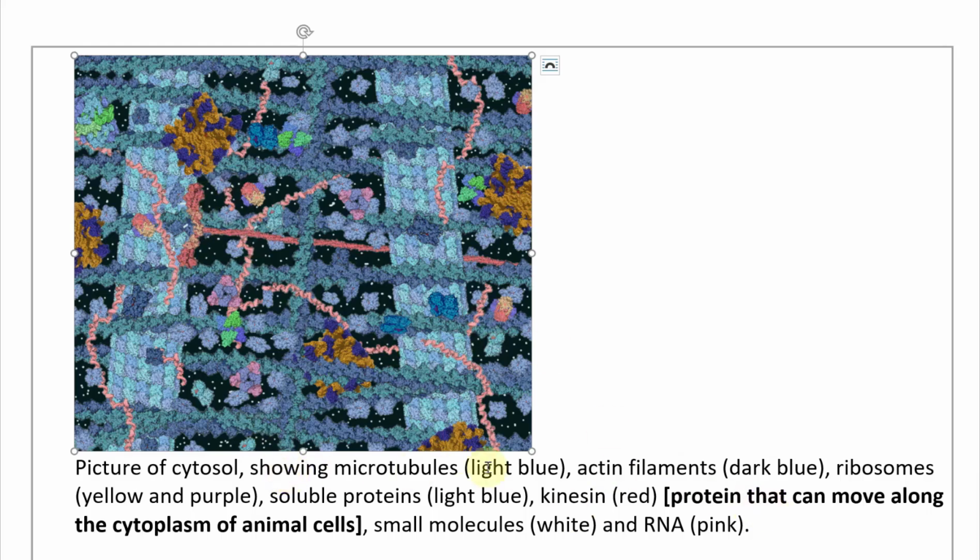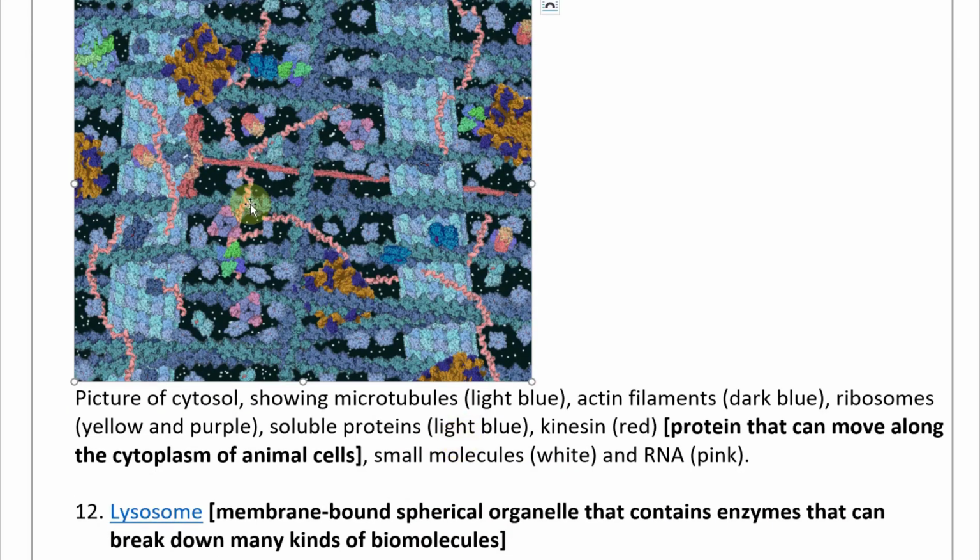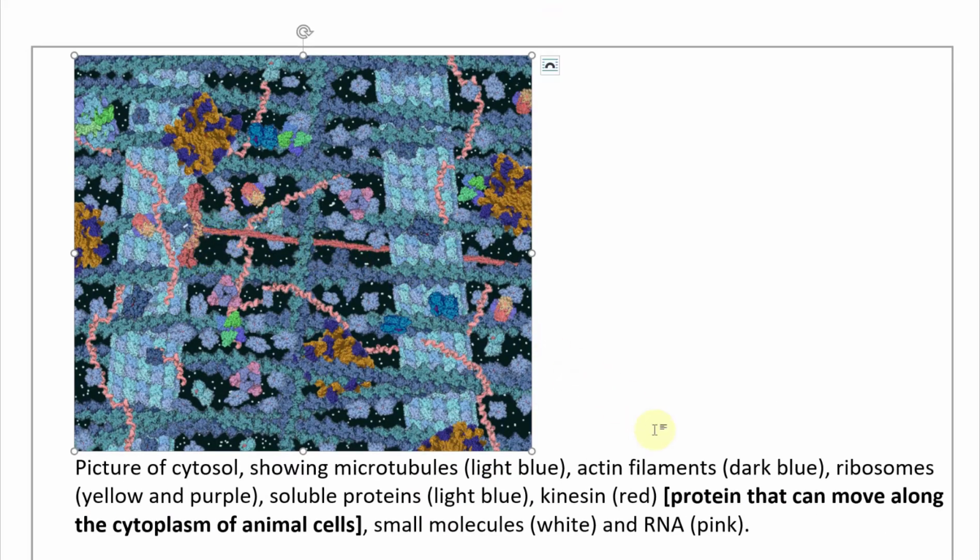Protein that can move along and so on. And small molecules, which are white, and all these little dots right there. And RNA, which is pink there. The pink is the RNA. So there's some RNA, and that's near the, it's RNA.